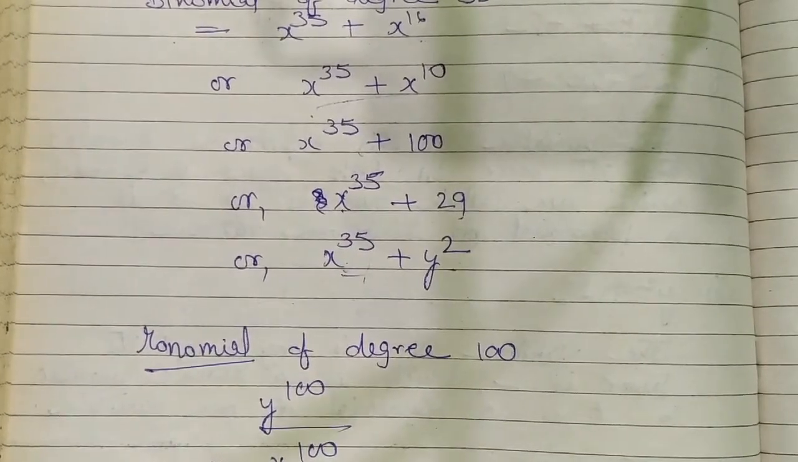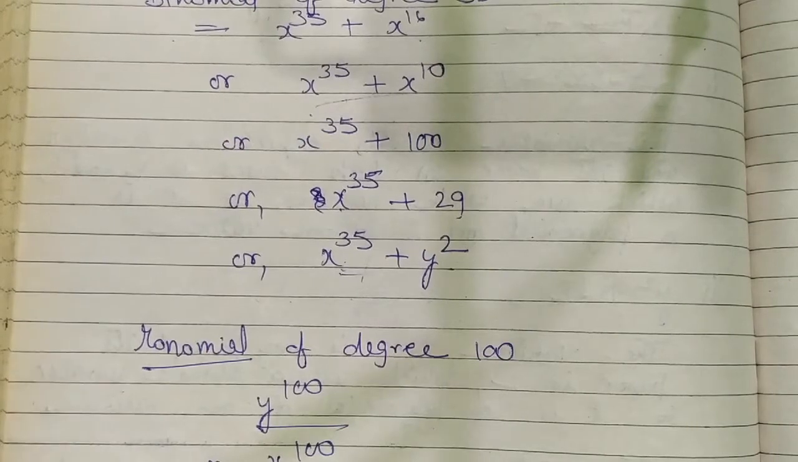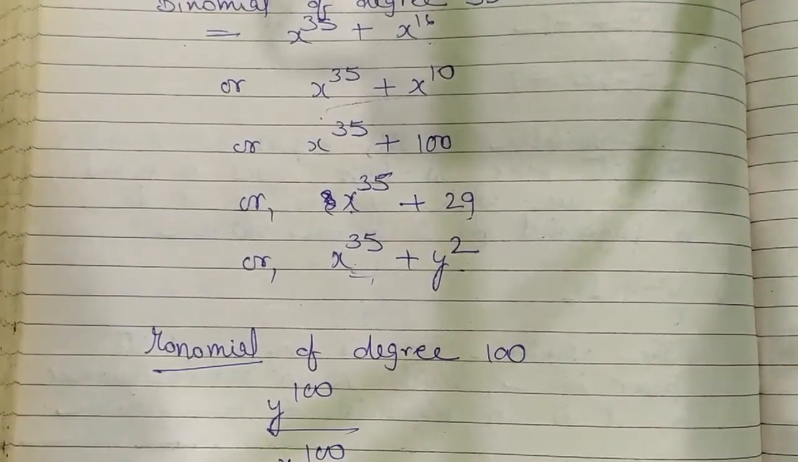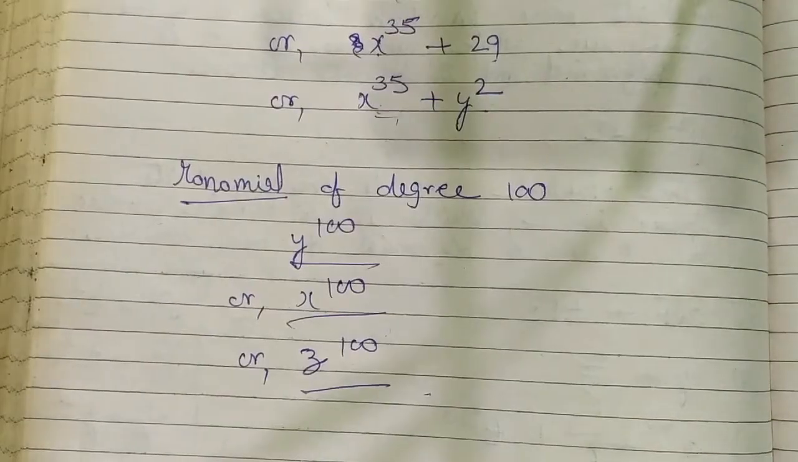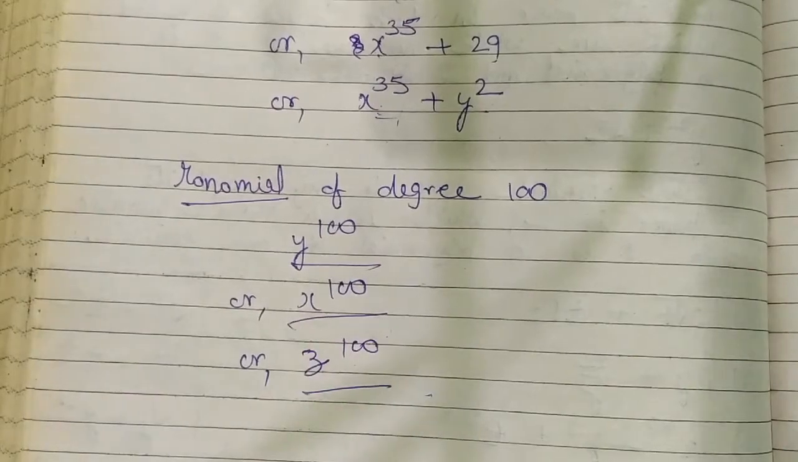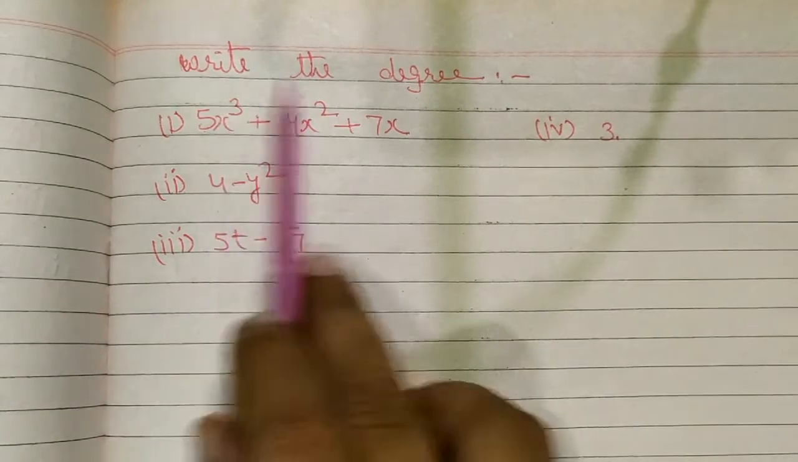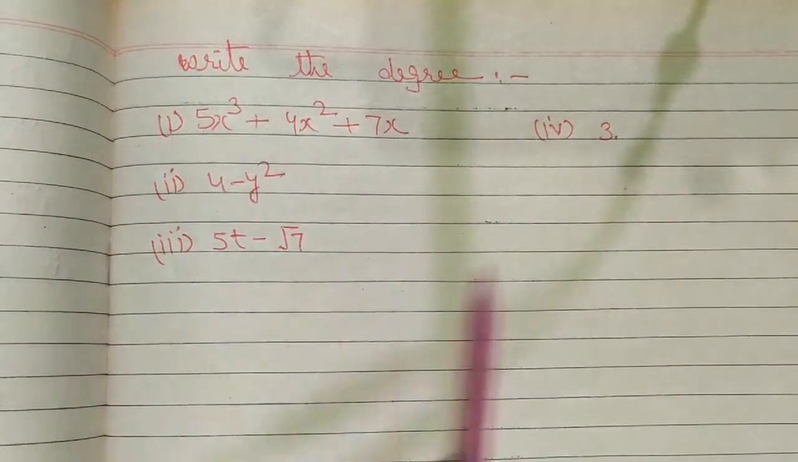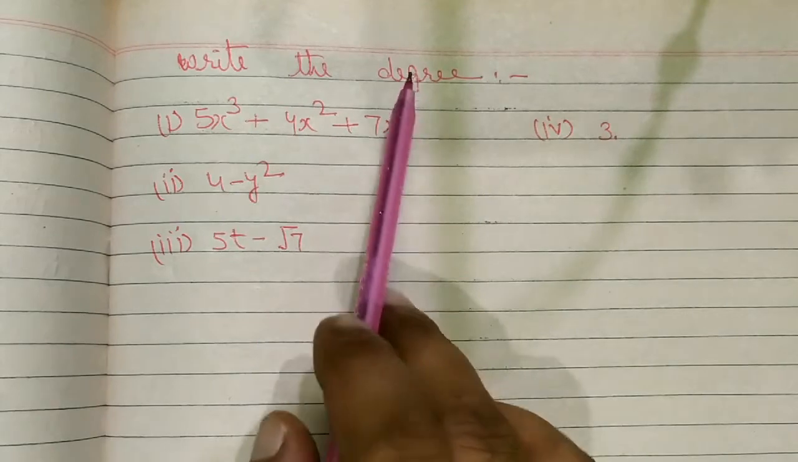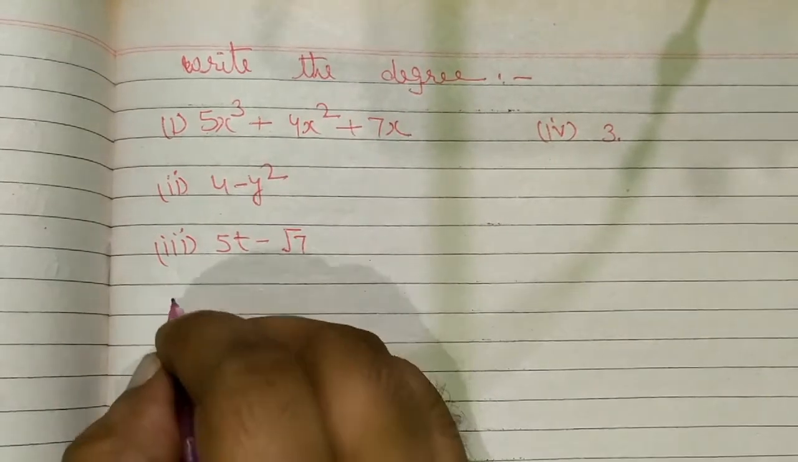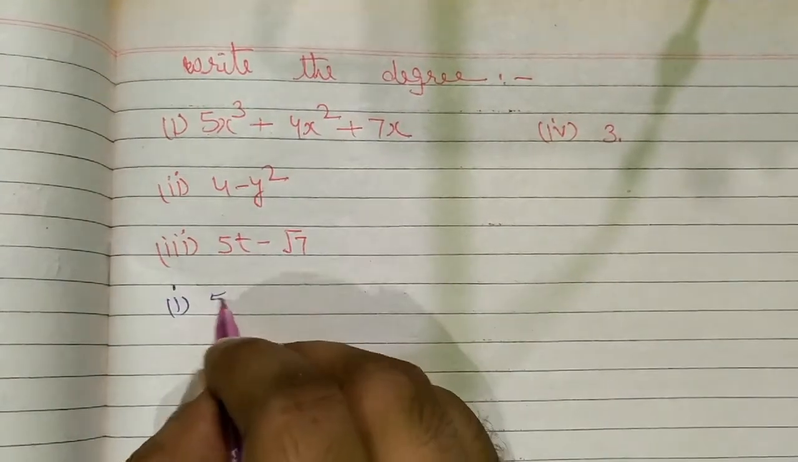Here the third question we have attempted. Now let's move to the fourth question. Here we need to write the degrees of the following polynomials. Now degree is the highest power, as we all know, so let's begin with the first one.